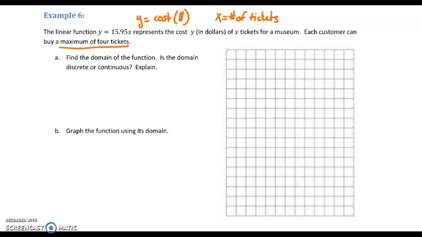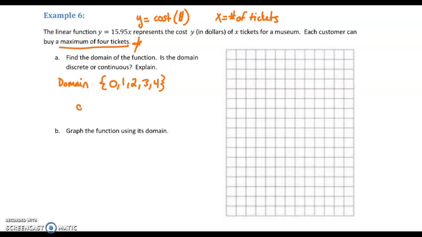So it says find the domain of the function. So the domain of the function is the possible x values you can put in. So you could buy no tickets. That would be 0. You could buy 1 ticket. You can't buy 1.5 tickets. It doesn't work that way. So you could buy 2 tickets, 3 tickets, and 4 tickets. And we can't go on because it said maximum of 4 tickets.